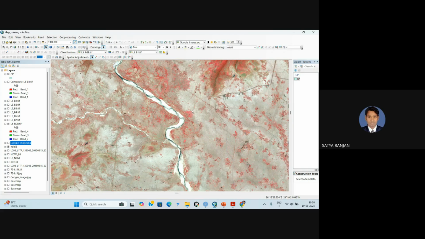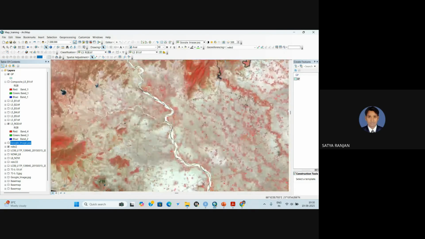That's why we create different band-based classifications. So this is the false color image. We create true color image based classification. So it creates different features and other band combination classifications to minimize most of the errors.